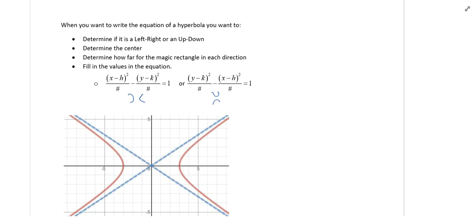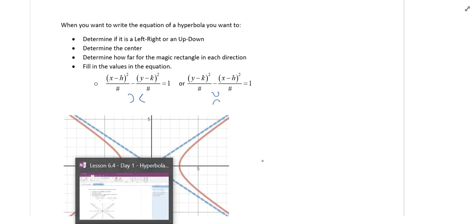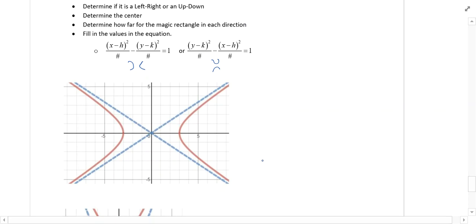So first thing I'm going to do is take this lovely graph and say, well, I know I'm a left-right, and my center is at 0, 0. So I'm going to have x squared over something minus y squared over something is 1. And see how I put those vertices in? That is 1, 2, 3. So this should be a 9 because 3 squared is 9.